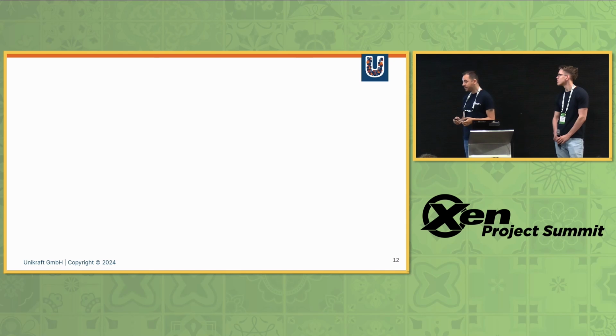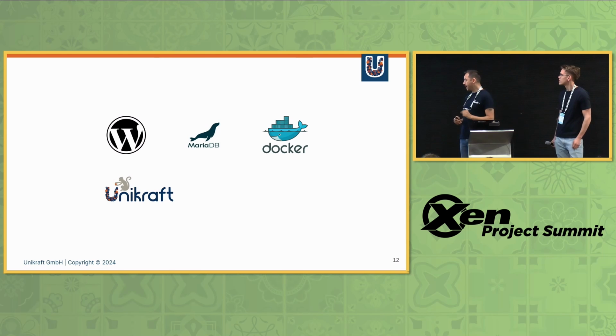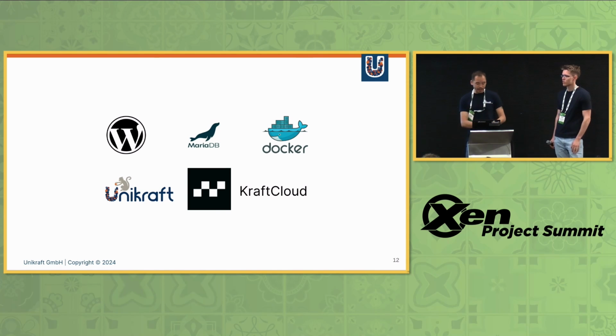And for starters, the goal of this is to focus on applications, right? So we want to get applications running. Just to show you this, I'm going to do a short demo of how this currently works on our Unikraft-based cloud platform. We're going to try a WordPress deployment based on MariaDB. We're going to use Docker, but not for running, only for building. We'll talk more about that. And we're going to use Unikraft and Kraft Cloud, our platform, for this.